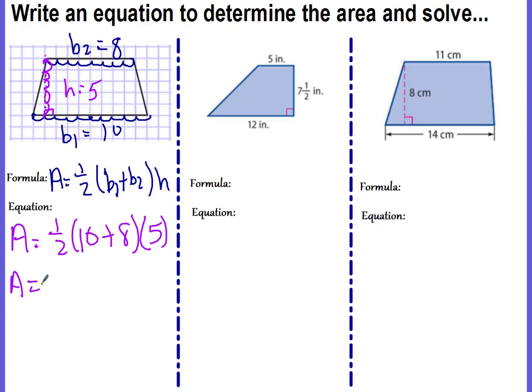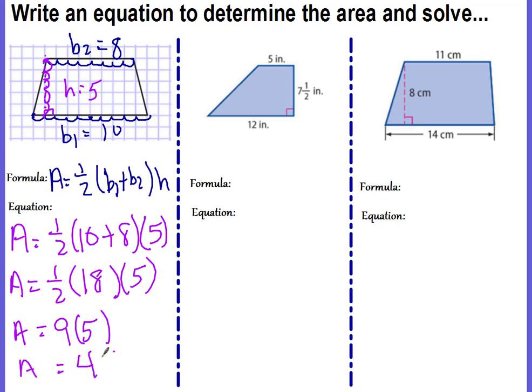Now you're ready to do the math. Take it one step at a time. 1/2. We have to do parentheses first. 10 plus 8 is 18 times 5. You should know by now that when you multiply something by 1/2, it's the same as dividing by 2. So I always look to see if I have an even factor here, because that's really easy to divide by 2. And I do, I have 18. So I'm going to take half of 18, which is the same as dividing by 2, and I get 9. And I haven't done anything with this times 5 yet. This is my last step. 9 times 5 is 45. And it's going to be units squared.